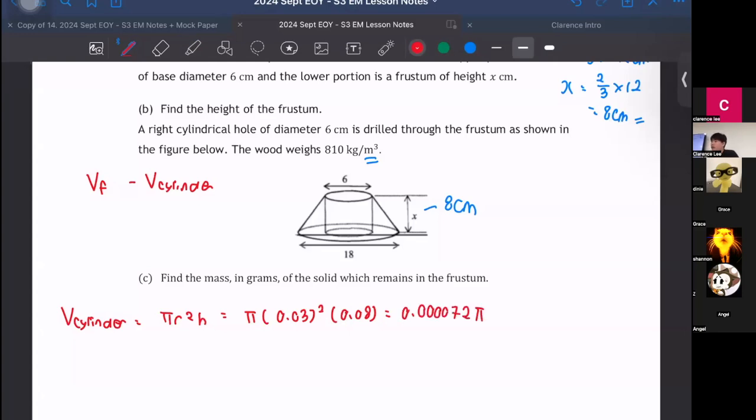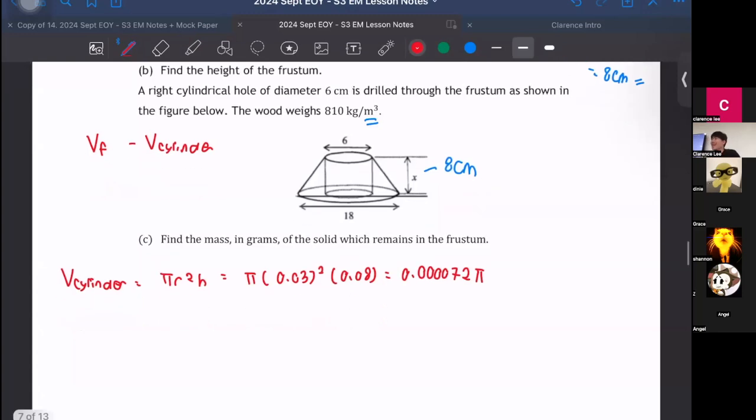0.000072 pi. Okay, in this case, a bit unlucky, the decimal is still quite long, but I'm pretty sure it is better than if we are using times pi straight away. So leave your answer in terms of pi first. At the end, then you go and evaluate. You have a question?